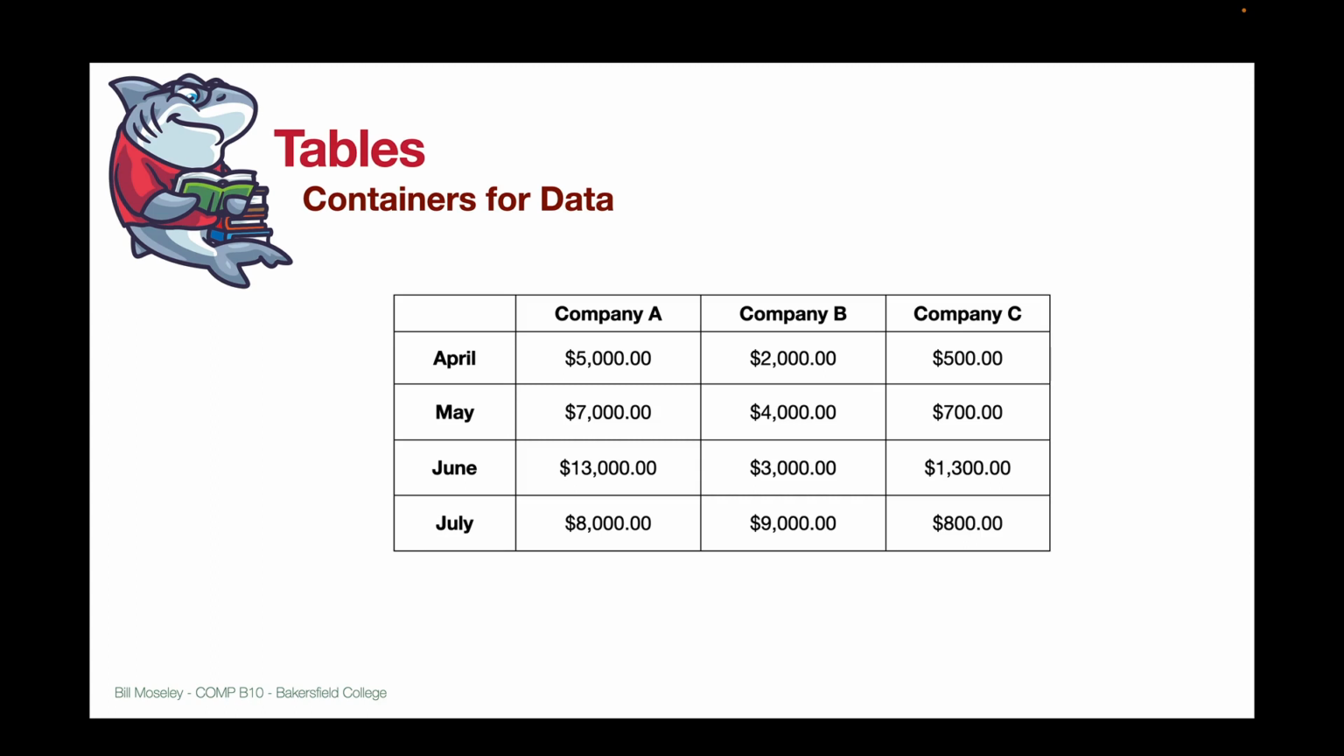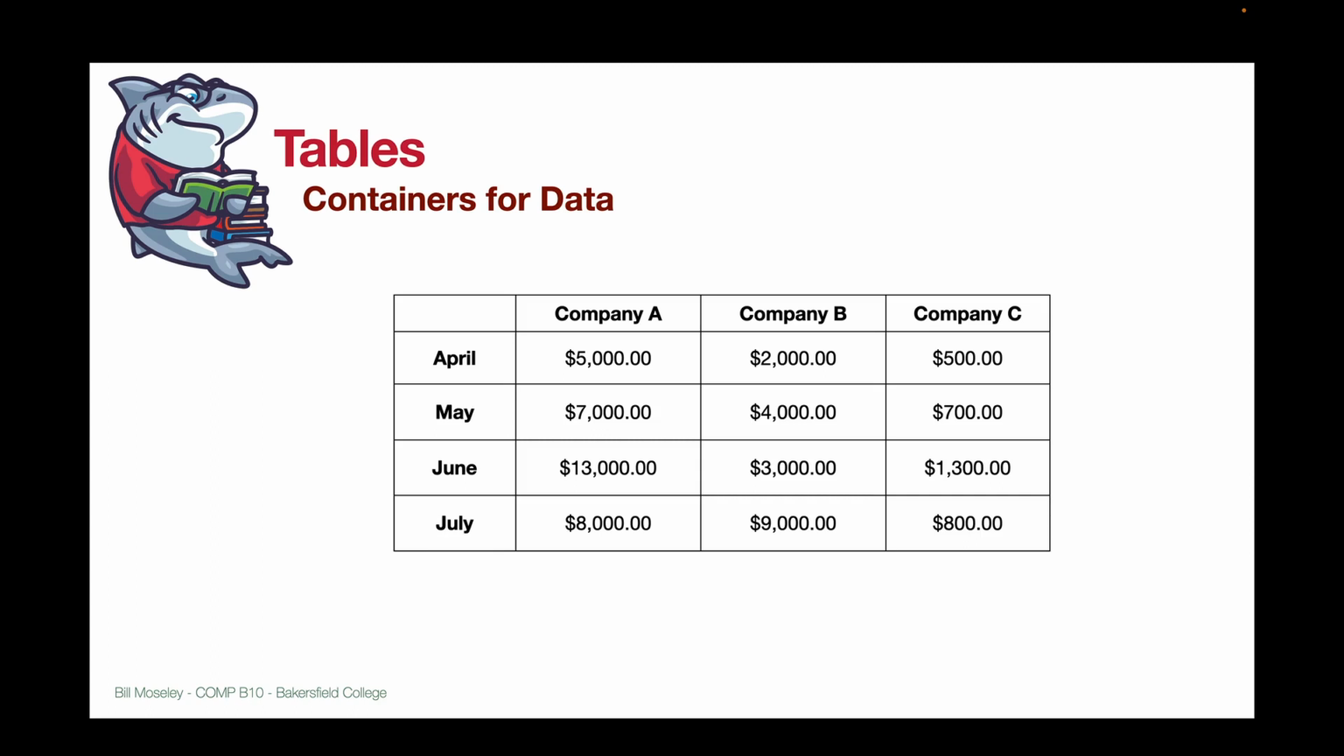And a lot of times when we're talking about tables, we talk about rows and columns. So we have a column being the vertical set of information. So company A would have a column of data, 5,000, 7,000, 13,000, 8,000 below it. Company B and company C would each have their own column of data. And then the rows would be April, May, June, and July, all the way across. So when we think about rows and columns, that's pretty normal if you've used Excel or any other sort of program like that.